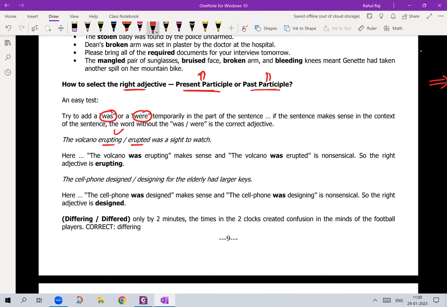Now, this is one way. What is the other way? The other way says to use the was and were test. What exactly is this test? It says that between the subject, that is the volcano, and the adjective, depending on the subject, put was or were and see what makes sense. "The volcano was erupting." Does it make sense? Or "the volcano was erupted." What makes sense for you? Just think about it.